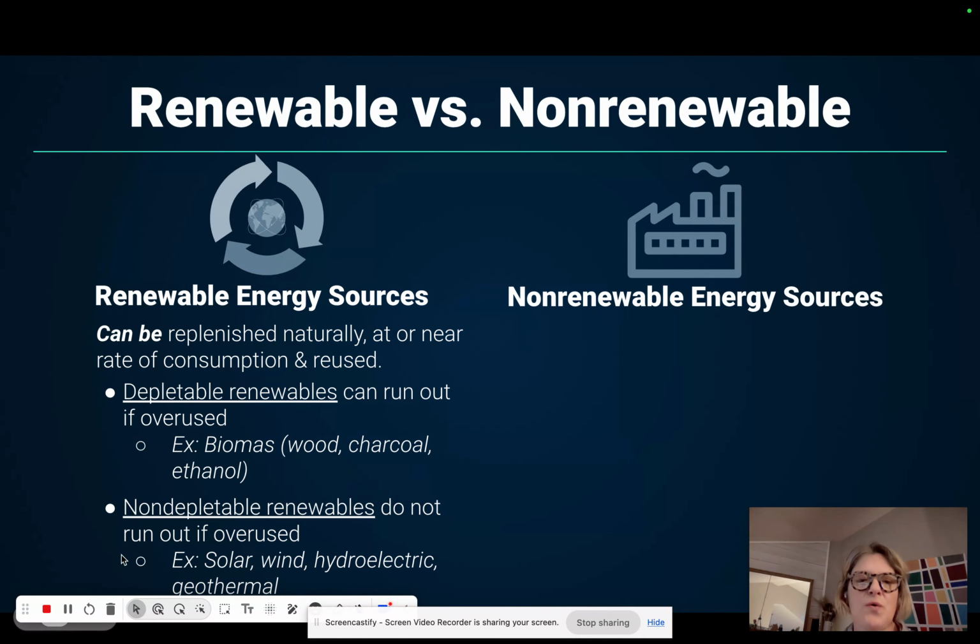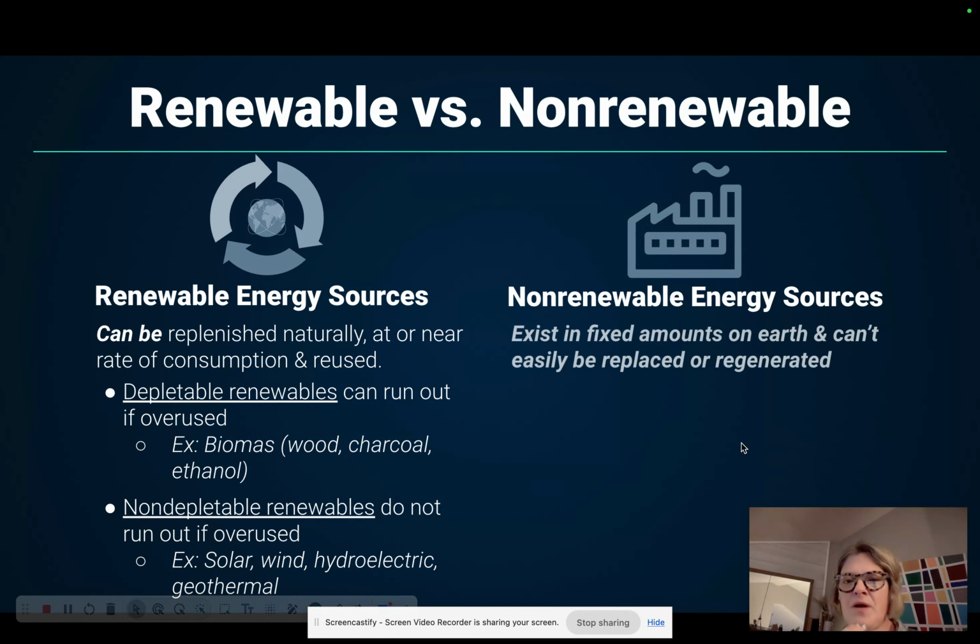Non-depletable resources don't run out if overused. So those would be things like solar power, wind power, hydroelectric, geothermal. It's always there. I mean, as long as the sun is there, then it's always there. The wind is always going to be there because of the sun. We have the hydrologic cycle on the planet, so we're always going to have hydroelectric electricity or energy, and then geothermal is the heat that we get from the core of the earth.